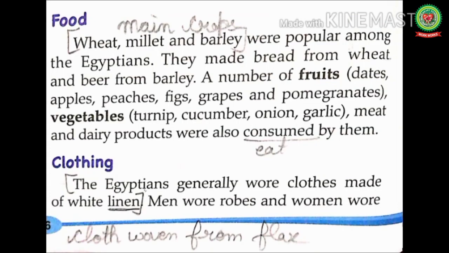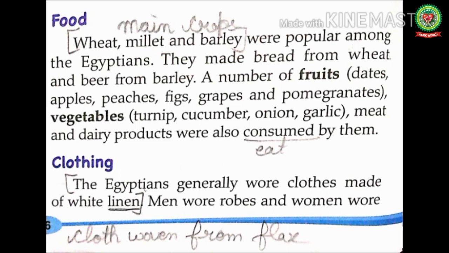The next important feature of the Egyptian civilization is clothing. In this paragraph, we will discuss the dress of the Egyptians. So let's start reading. The Egyptians generally wore clothes made of white linen. Students, here linen means clothes woven from flax. Here flax is a kind of plant. Students, this is a very important line, so mark this line.